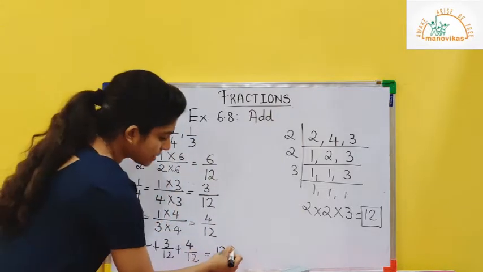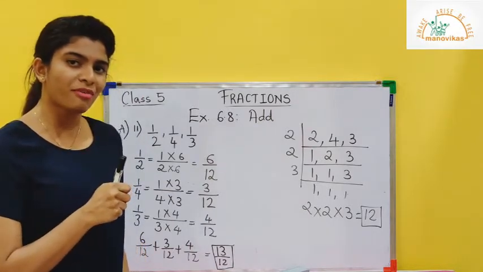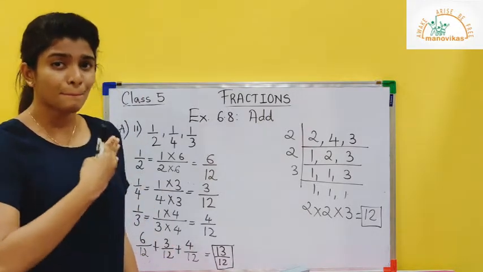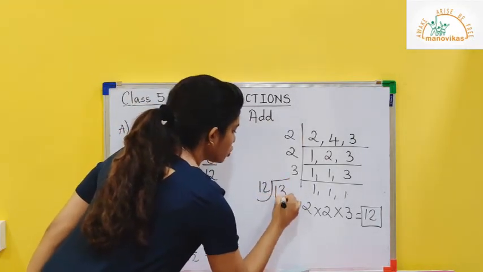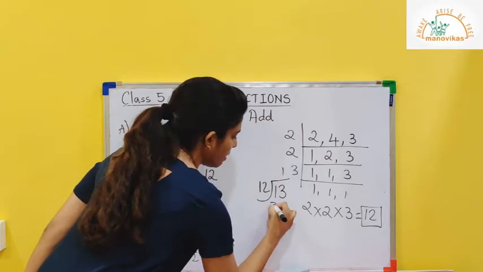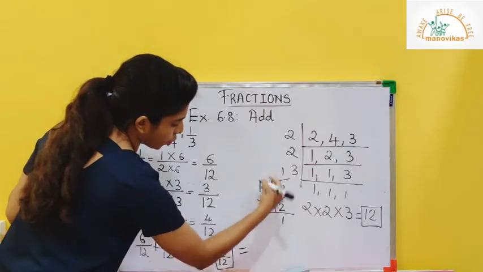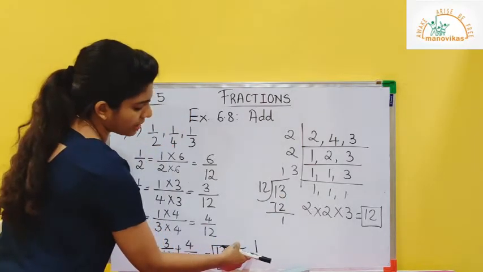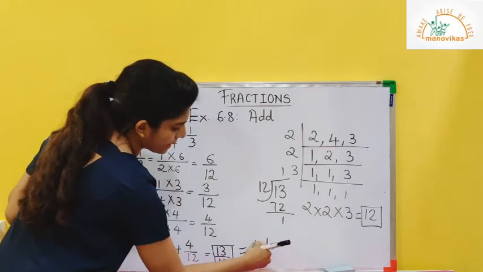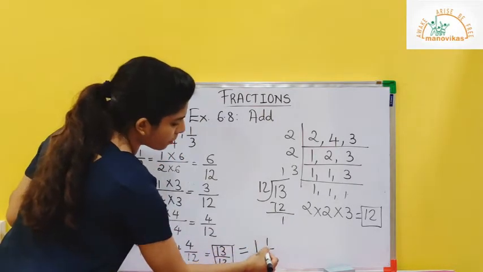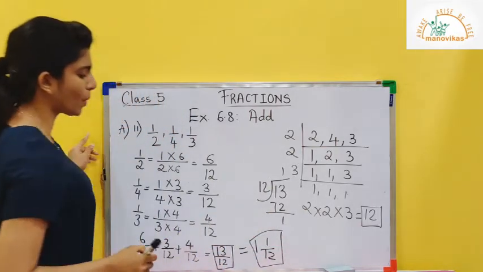Now if you see, 13 upon 12 is an improper fraction. So this improper fraction I can convert into a mixed number. So how will you do that? By dividing. So 12 ones are 12. I get 1 as a remainder. So how will you write this now? So the quotient here is 1. So the 1 is whole here. And 1, the remainder, will become the numerator. And the denominator will remain same, that is 12. So this is my answer, 1 whole, 1 upon 12.